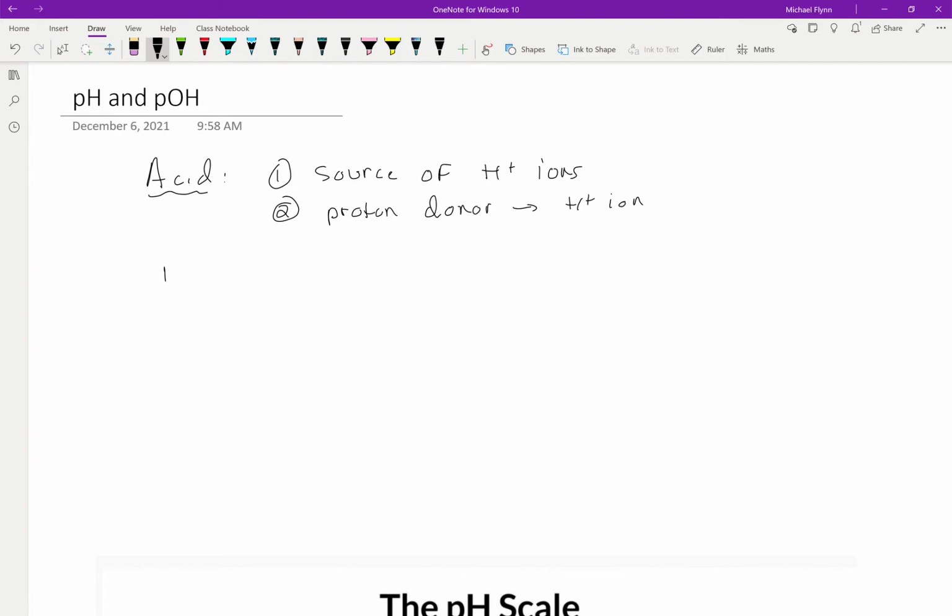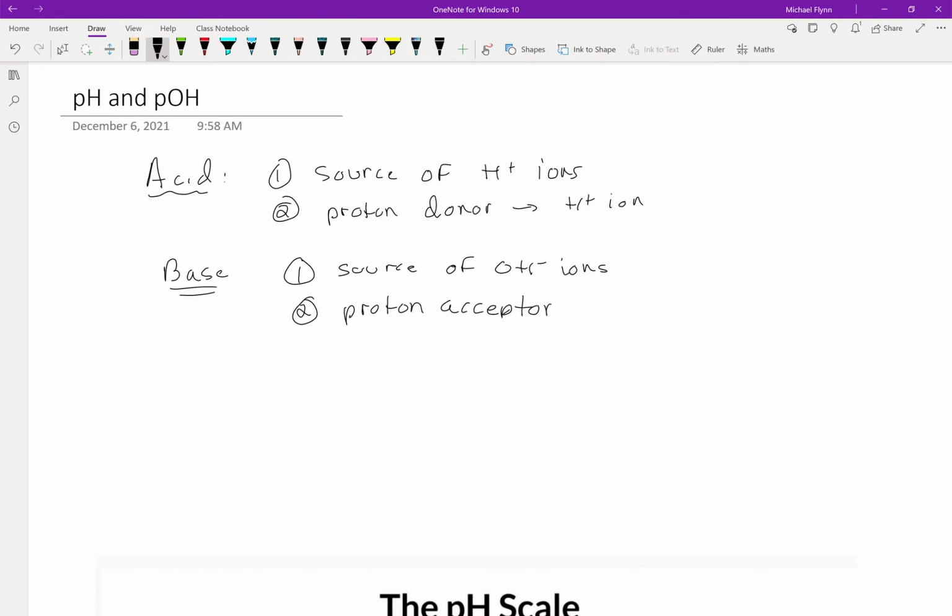Now a base, on the other hand, has two definitions that correspond to each other. Definition number one: a base is a source of OH- hydroxide ions. Now you are familiar with hydroxide because we looked at it in the polyatomic anions. So hydroxide is what makes something basic. But the second definition is a proton acceptor.